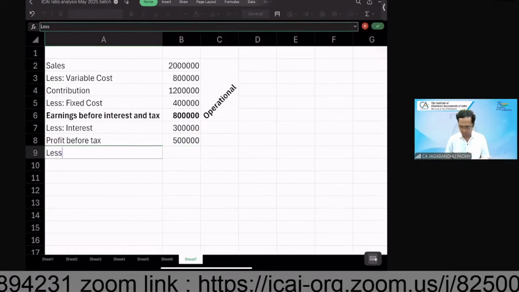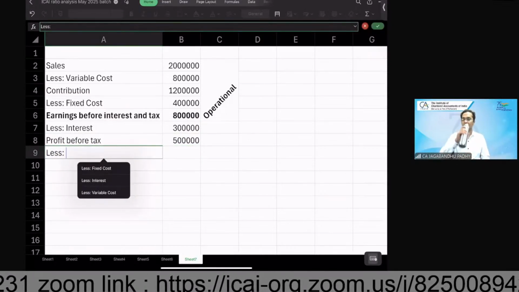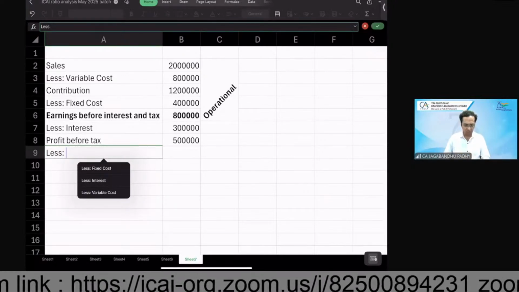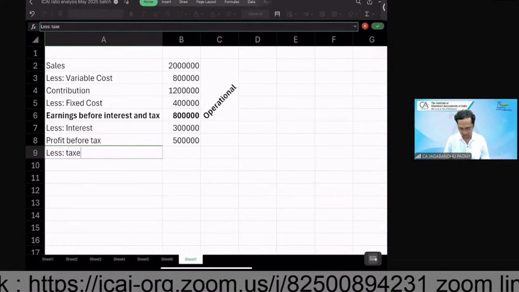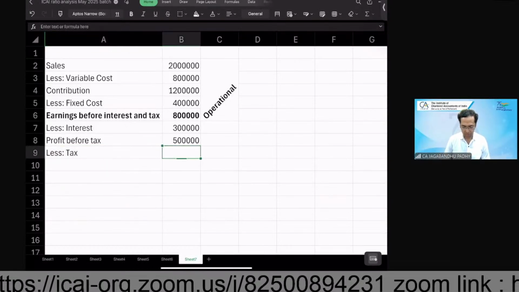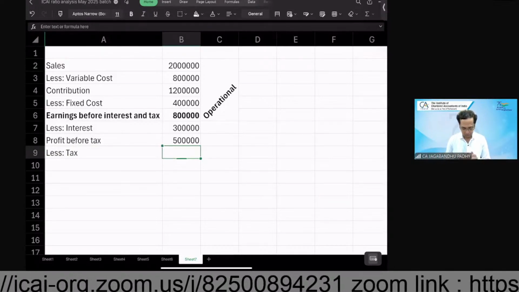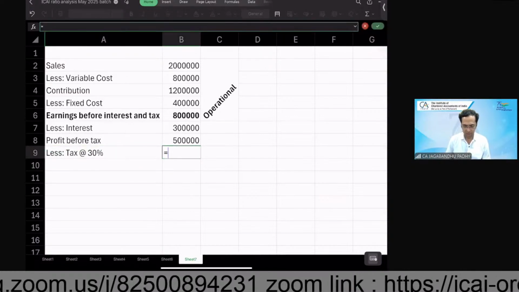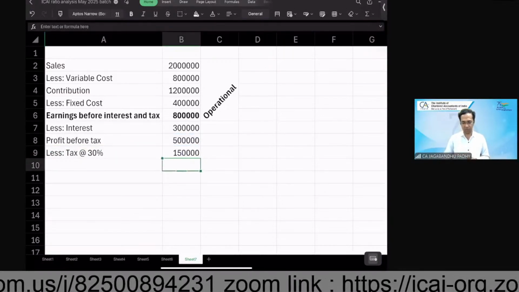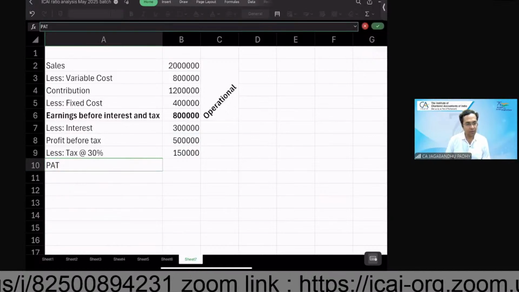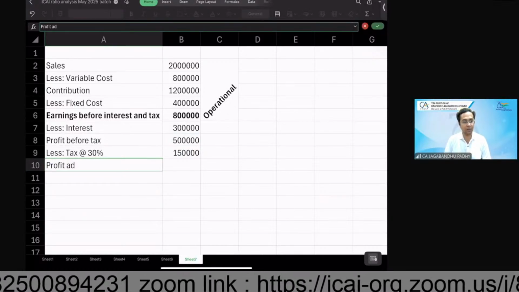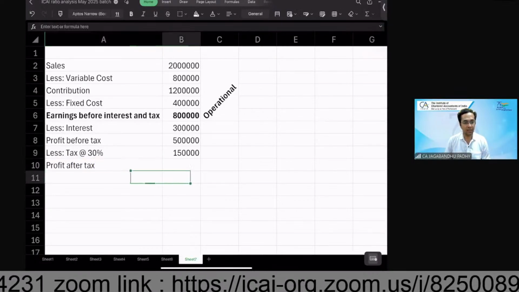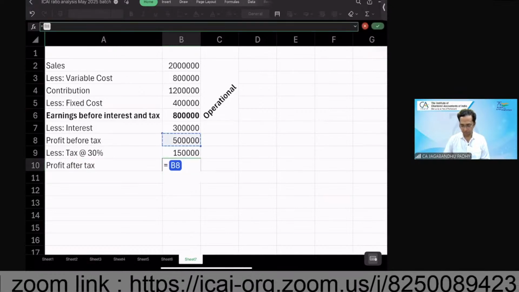Any guesses what we are going to subtract from profit before tax? Yes, taxes, tax on income, right? So let's say the tax rate is 30%. So tax is going to be 30% of this. And then we have profit after tax, right? Profit after tax will be 3,50,000.